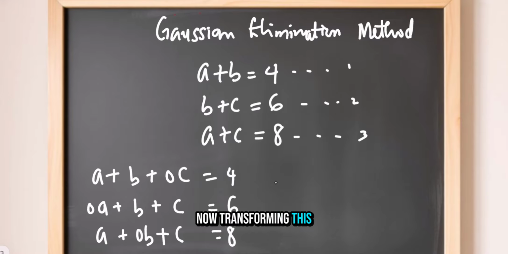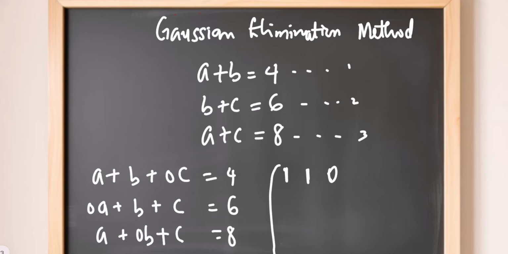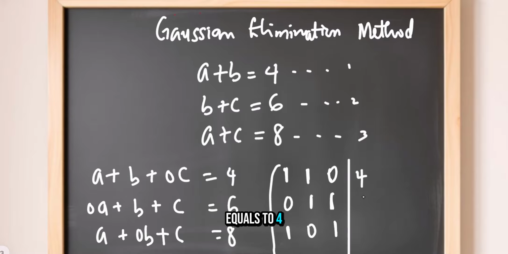Now, transforming this into matrix form. This can be transformed by writing out the coefficients. Here I'm going to have 1, 1, 0. So here I'm having 0, 1, 1. And here I'm having 1, 0, 1. So this is equals to 4, this is equals to 6, and this is equals to 8.